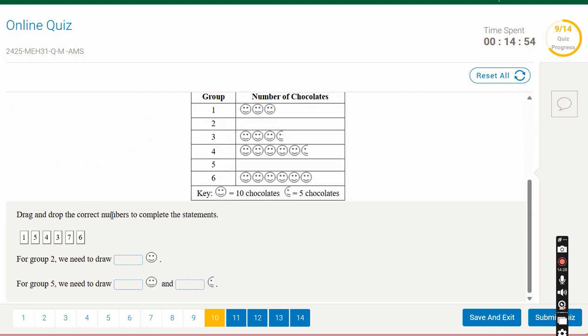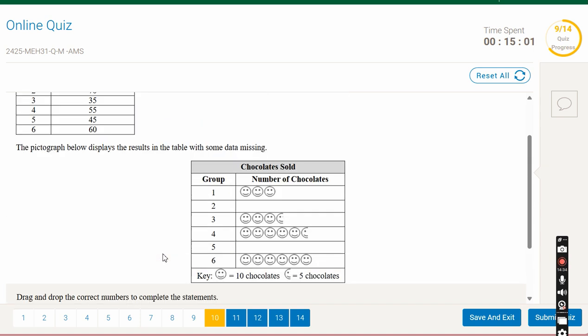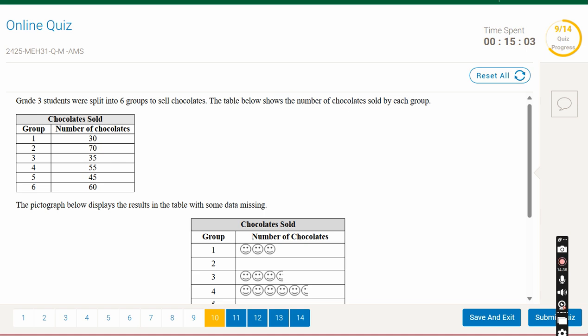How many? Okay, so now let's go to the question. Drag and drop the correct numbers to complete the statements. For group 2, we need to draw how many of these circles? How many chocolates does group 2 have? 70, right? So we're going to draw 1. It's going to be 10.